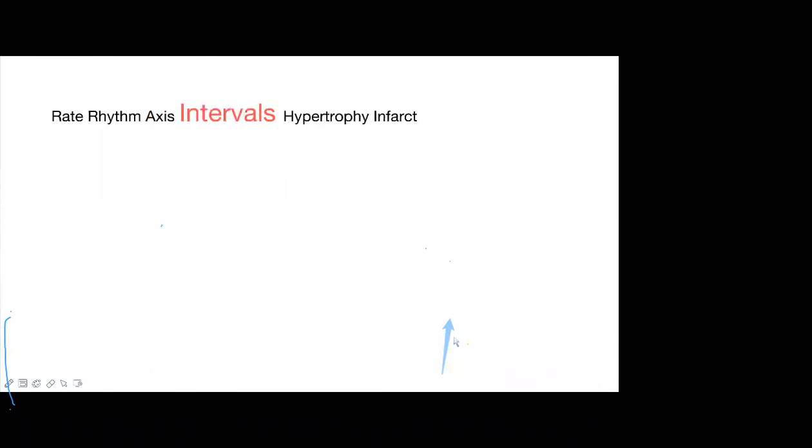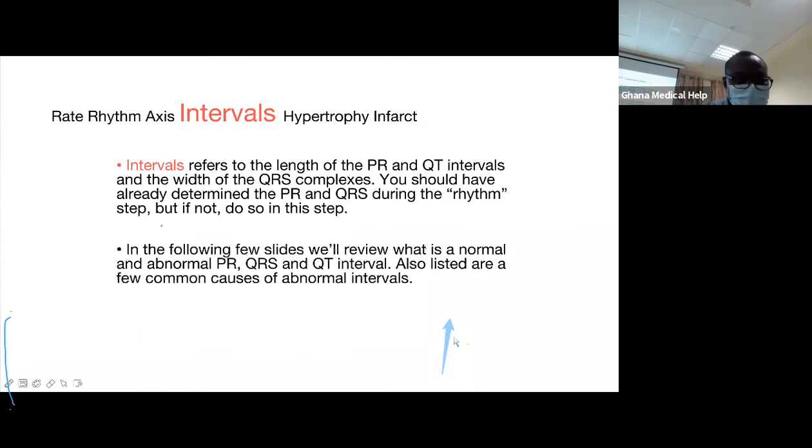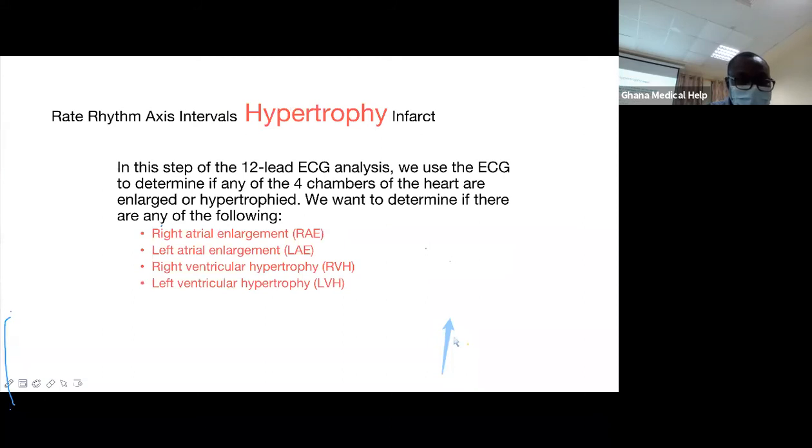Now the rate, the intervals typically will refer to the length of the PR or the QT intervals, and then the width of the QRS complexes. So anytime you hear about a PR interval, QT interval, and all of that, you need to know that it combines a wave plus a segment. That's as simple as it is. So we'll be looking at what is normal and what is abnormal, and then the common problems that we see.